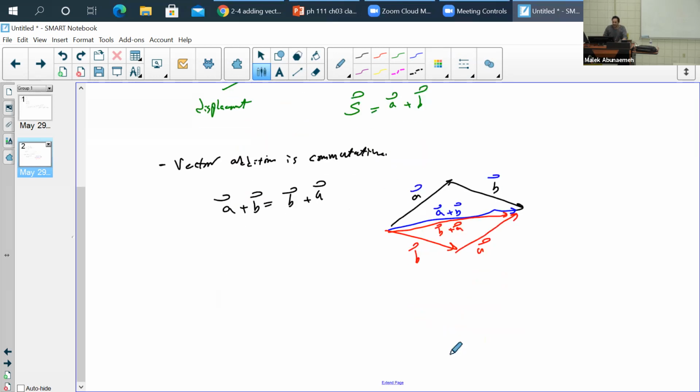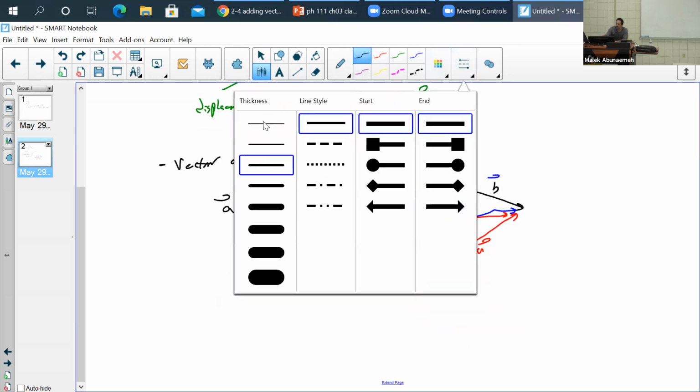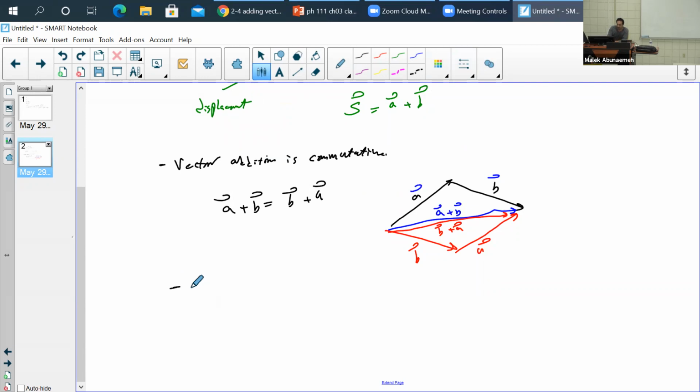Now, it's also associative. So vector addition is associative. What does that mean? That means you've got vector A plus vector B, and you add it with vector C. It's going to be the same thing as A plus B plus C.